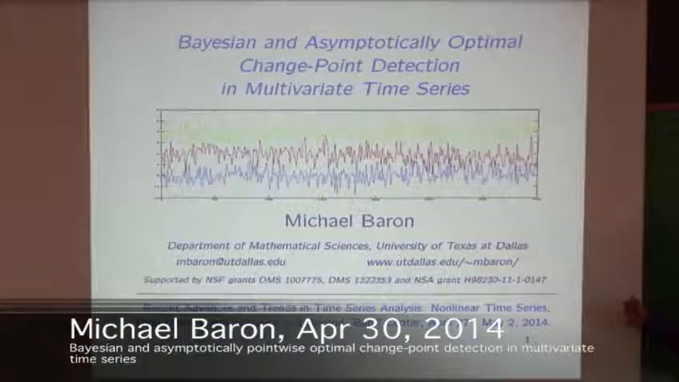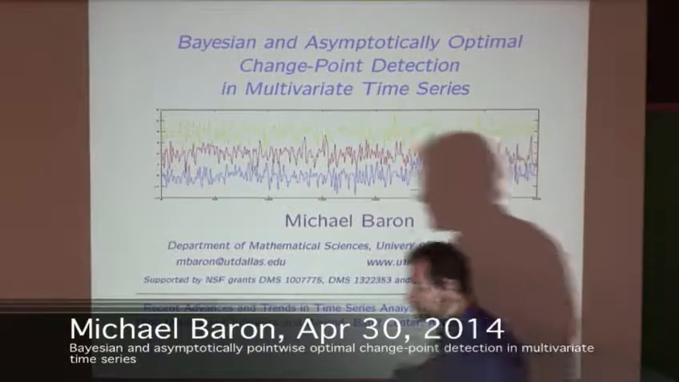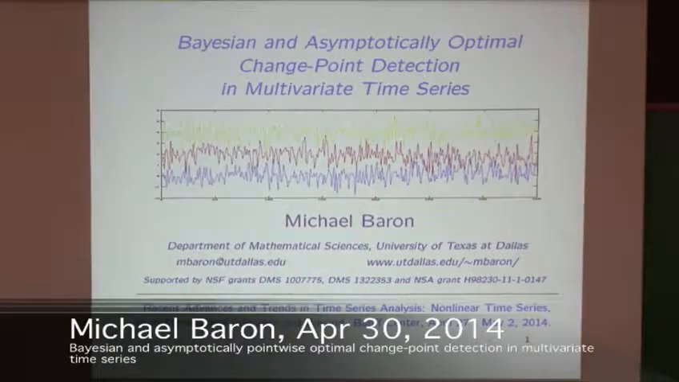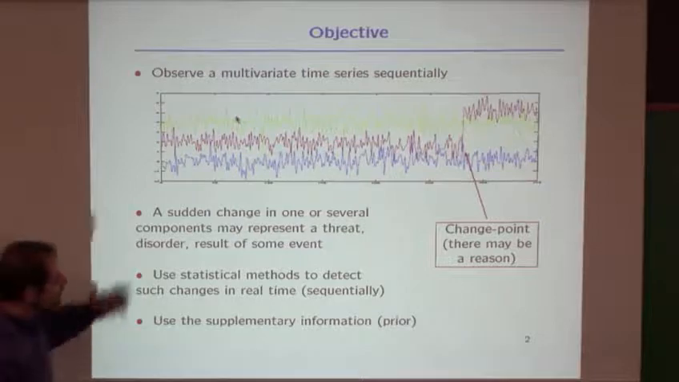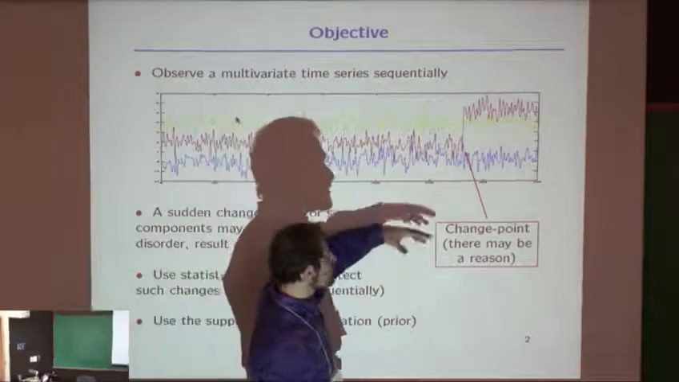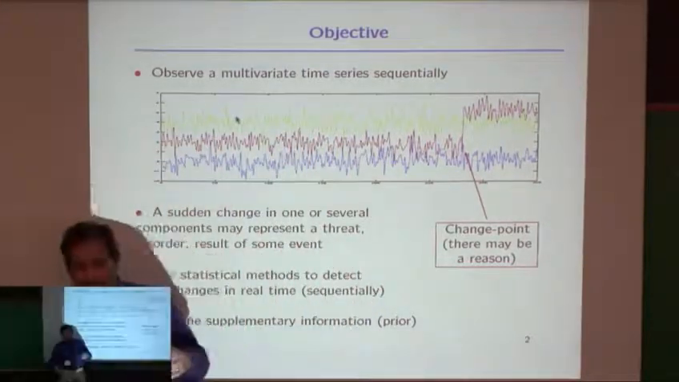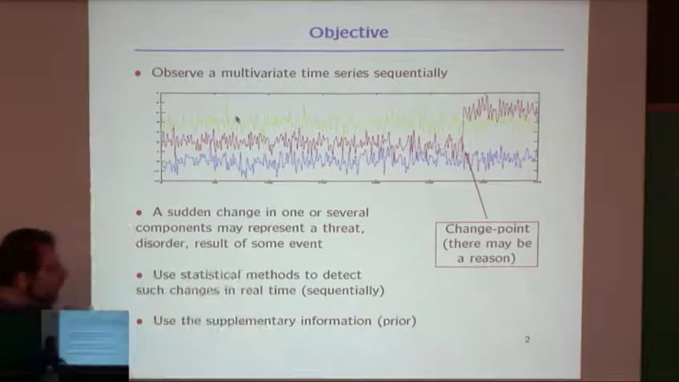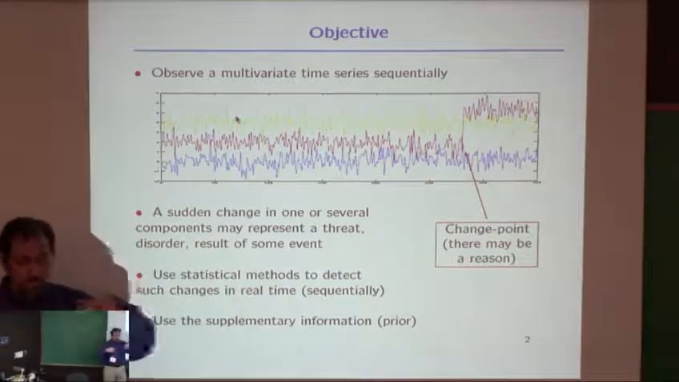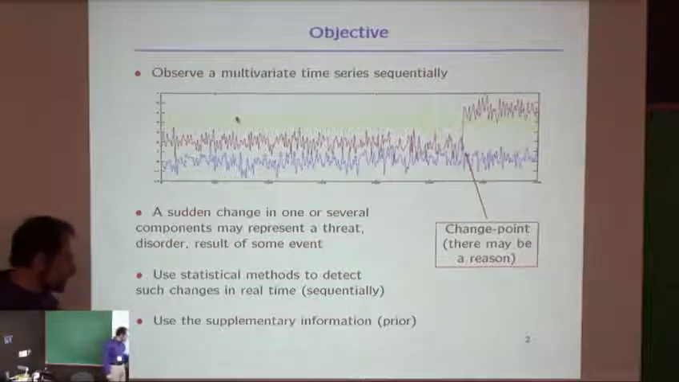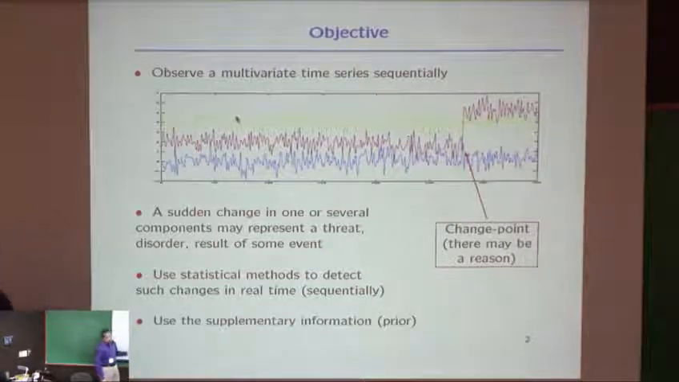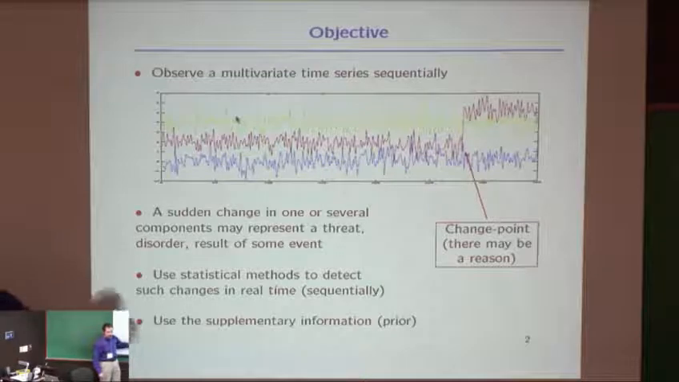So the problem I'm presenting is sequential change point detection in multivariate time series. So here is some multivariate stochastic process, and one or several components may experience a change in distribution at some unknown moment. We observe the process sequentially, so as soon as the change happens, we'd like to detect it as soon as possible. And the important component of my talk is some prior distribution.